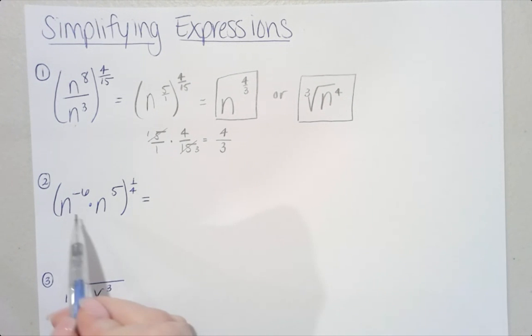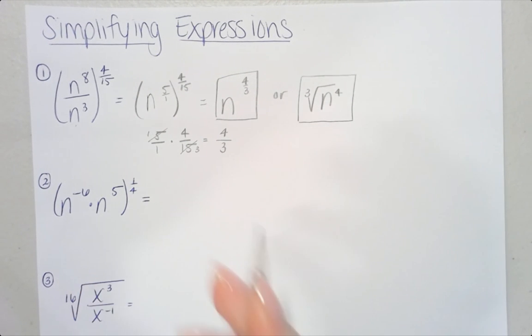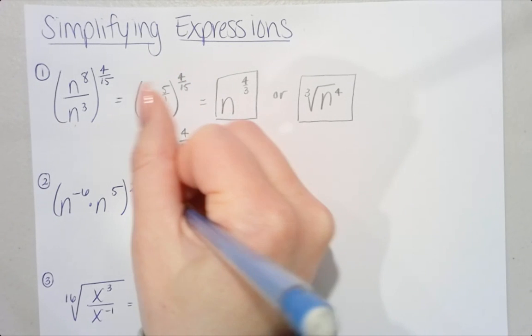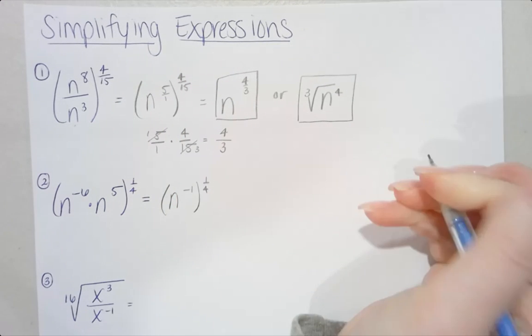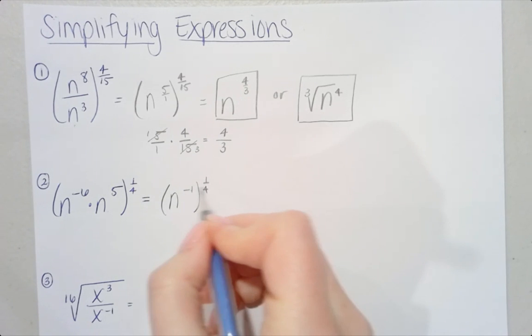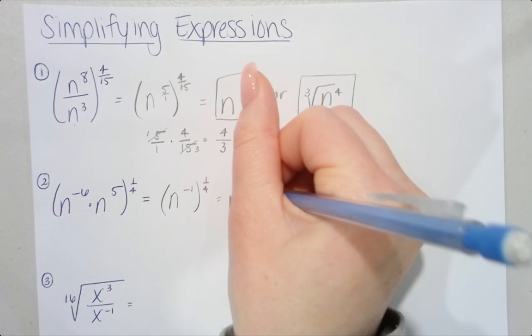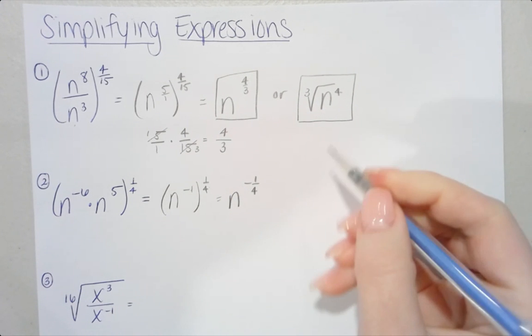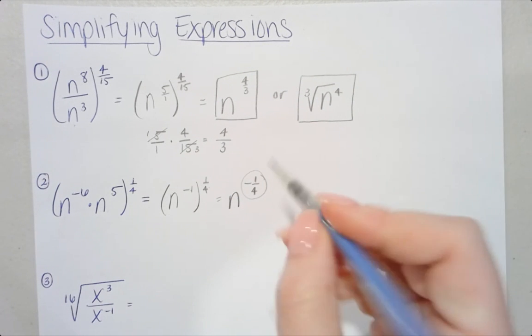Example number 2, I'm multiplying like bases, so I'm going to add my exponents. -6 and 5 are going to give me -1. Don't worry about the fact that this is negative right now because we're not providing a final answer yet. Now I have power to a power, so I'm going to multiply, which is going to give me n to the -1/4.